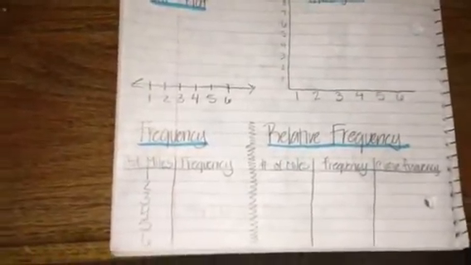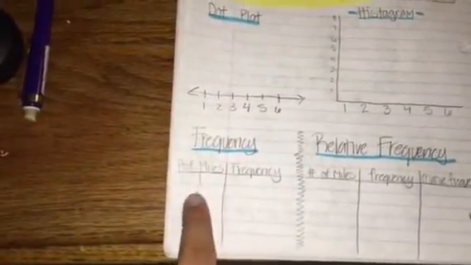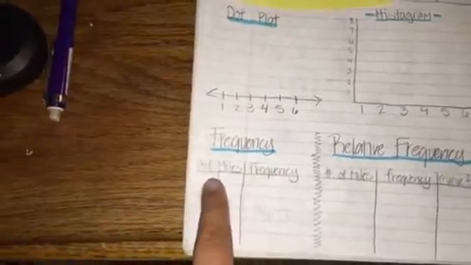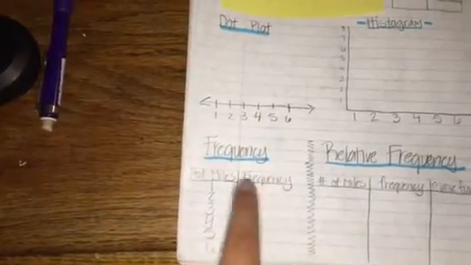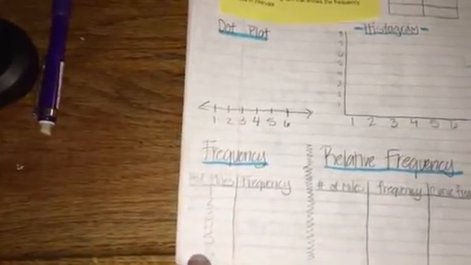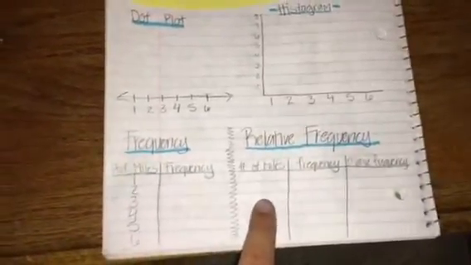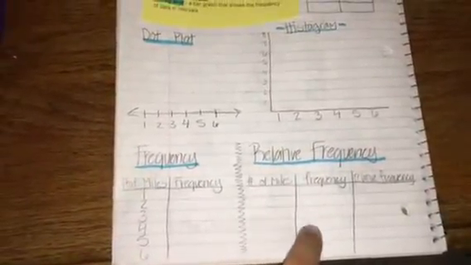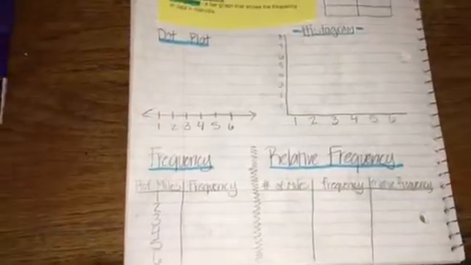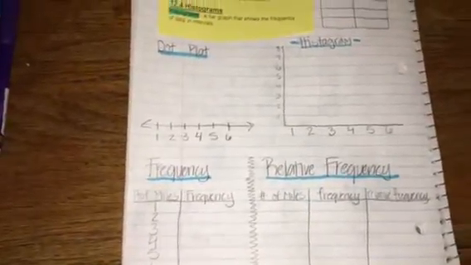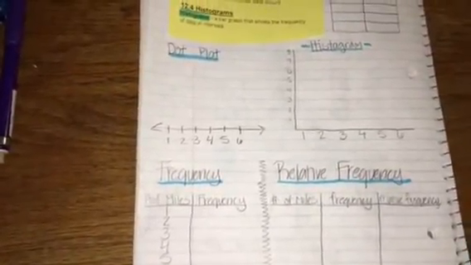And then this is a spot for my frequency table. So I'm going to be including 2 tables. So the first one is just the regular frequency table with the number of miles and then the frequency. And then here are my choices, 1 through 6 miles. And then my relative frequency table, it's the number of miles, the frequency, and then the relative frequency. And so that's kind of what we're going to be working on today.